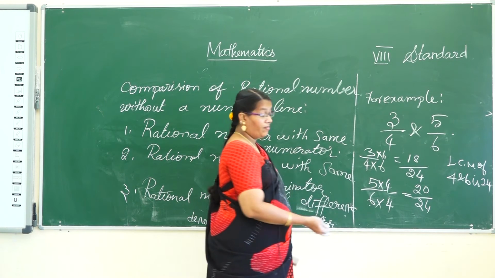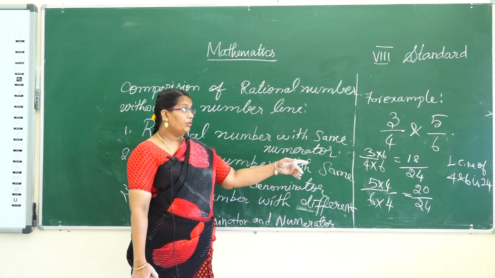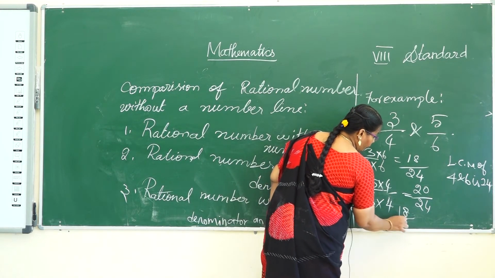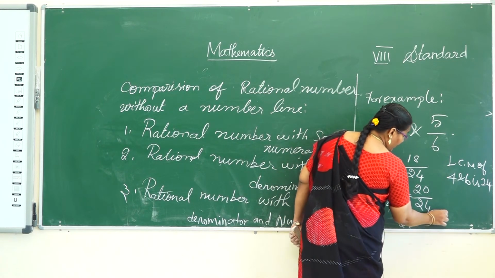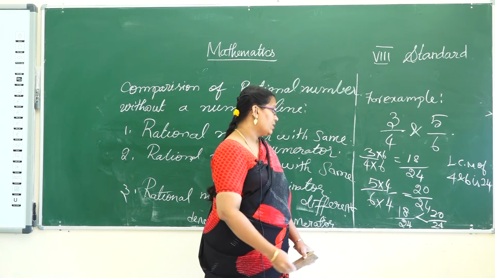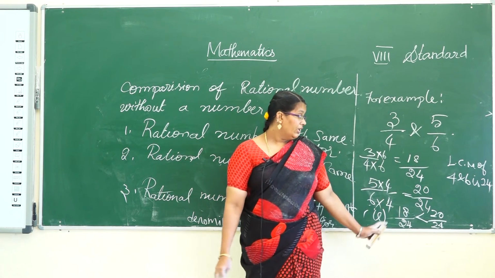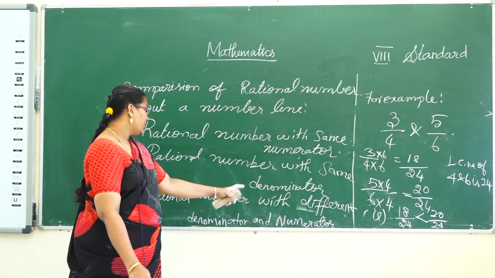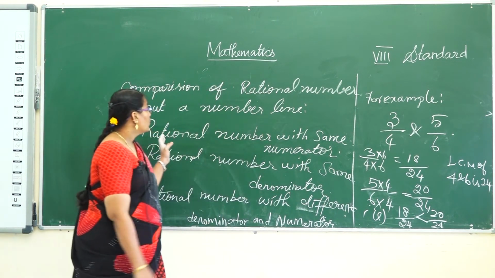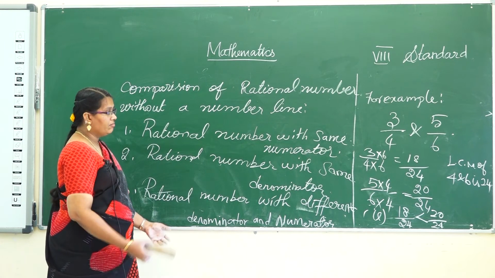Now the denominators are the same. You already know how to decide the greatest value when the denominators are the same. Compare 18 by 24 and 20 by 24. Which one is greatest? 20 by 24 is greatest, that is, 18 by 24 is less than 20 by 24. That is how you compare rational numbers with different denominators and numerators. I hope you all understand the concept of comparing rational numbers without a number line.